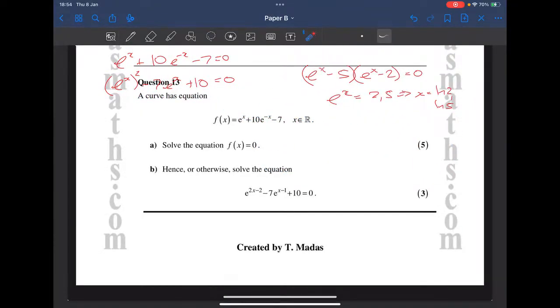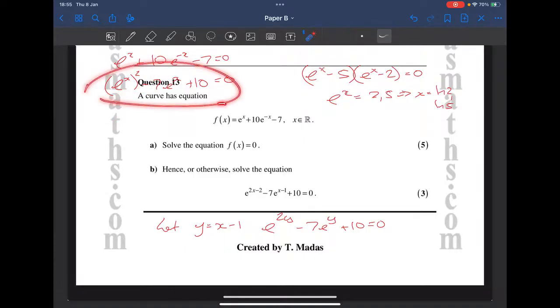For the next bit then, solve this thing. So how is this different? What's changed? This is very similar to what we had over here. So actually if we let y equal x minus 1, what happens? We're going to have e to the 2y minus 7e to the y plus 10 equals 0. This is the same thing. I know I've got it there as e to the x all squared, but if you expand that, it's e to the 2x. So exactly the same expression.